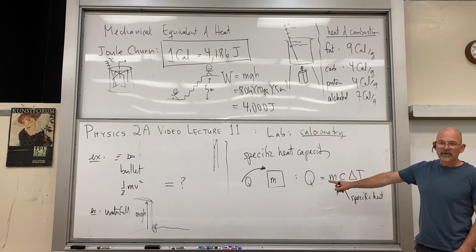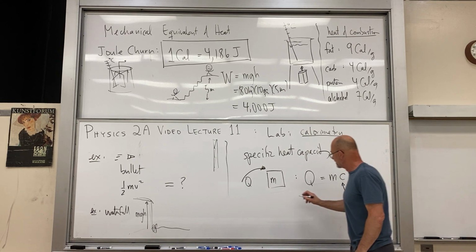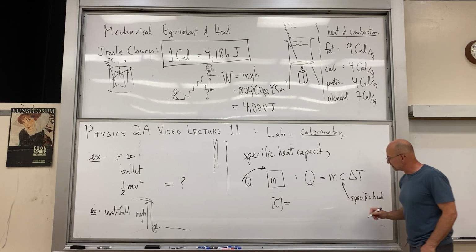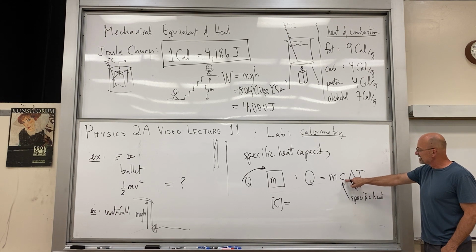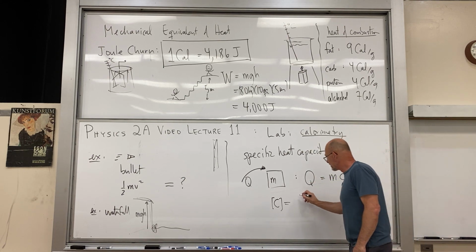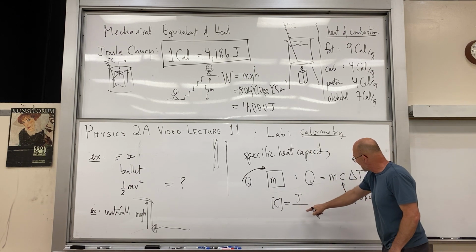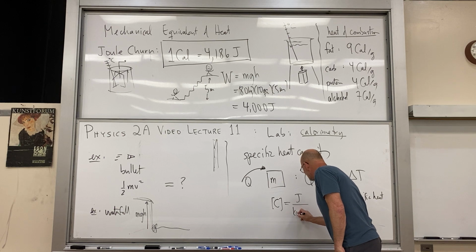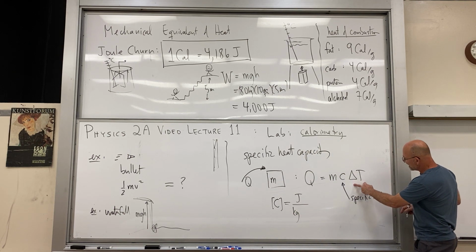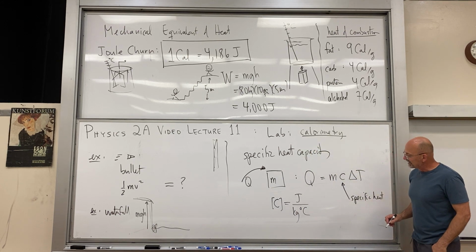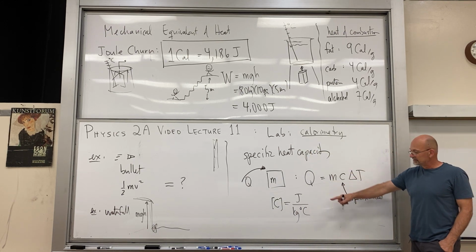And always the units. What are the units of this thing? At this point, you guys should just be reading them off, okay? So we're going to isolate this thing. Q has the units of joules. We divide through by the mass, that's kilograms, and we divide through by the change in temperature, that's degrees Celsius. So that's the specific heat capacity units.